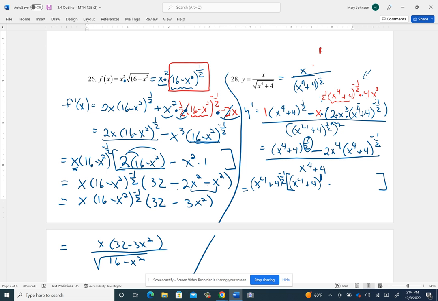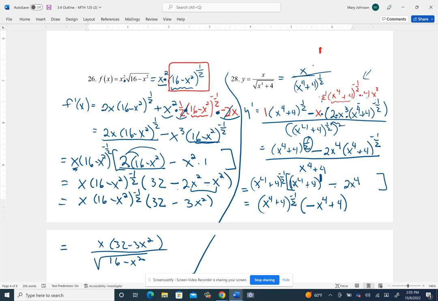Then I would have minus 2x to the 4th, but nothing else, because the x to the fourth plus 4 to the negative 1/2 power was all factored out in the front. So this x to the fourth plus 4 to the negative 1/2, and then notice this is to the first power inside here. So that's really an x to the fourth plus 4 minus 2x to the fourth. So 1x to the fourth minus 2x to the fourth would be negative x to the fourth plus 4. That's the same as 4 minus x to the fourth.